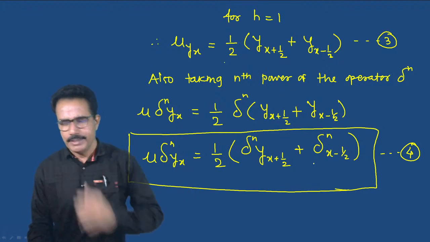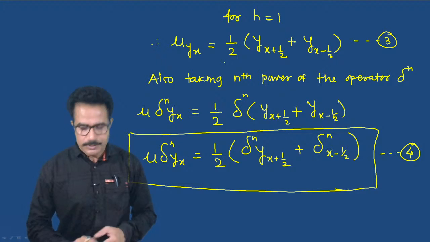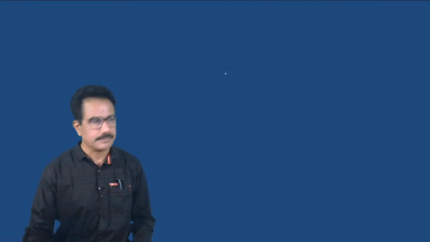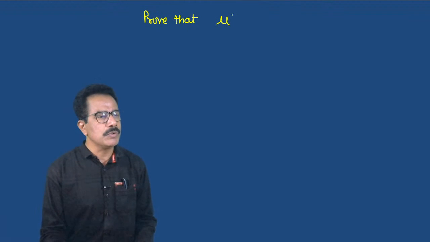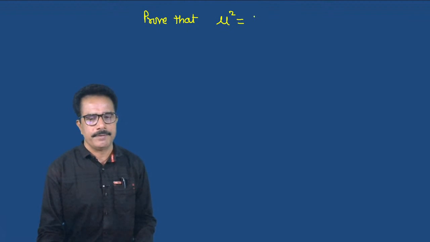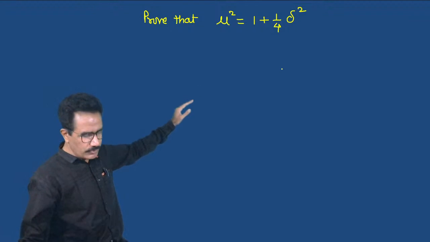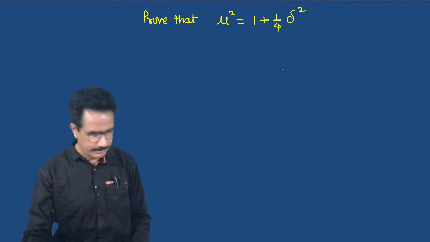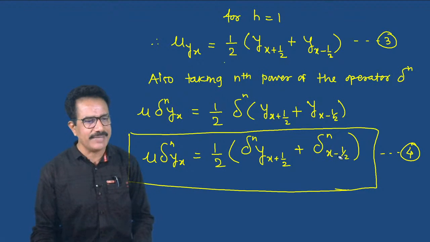Okay, no problem. Now we have to prove one relation. आता एक relation prove करायचे, महत्वाचं relation prove करायचे. So we shall write here, prove that mu square is equal to 1 plus 1 by 4 delta square. We have to prove this result. Mu square is equal to 1 plus, कुठं राहिलं y? Okay, y. So delta we can write, हा बरोबर आहे, y राहिलं इथं y.